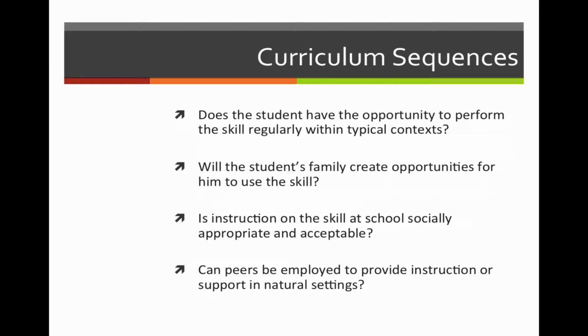Some other things we want to think about is, does this student have an opportunity to perform the skill within regular, typical types of context? For example, is this student going to be able to practice toileting at home, or is the family going to put them in pull-ups when they get home? This is really helpful when we have the ecological assessment or coach interviews to get at what the parents really value and what they want to work on. And similarly, what is the family willing to support or create opportunities?